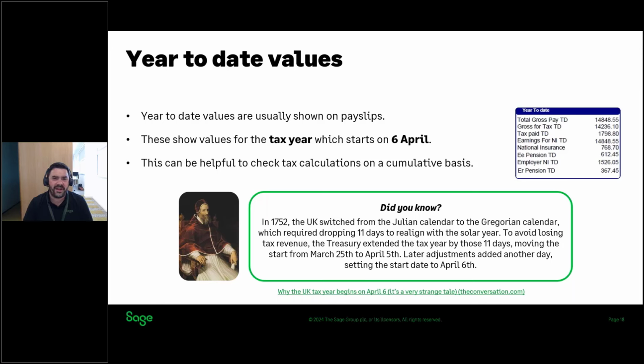So you can read more about that explanation, make of it what you will, by following the link. I have cited my source there, but the reason the tax year starts on the 6th of April is all to do with the switch of the calendar and the Treasury not wanting to miss out on tax revenue, apparently. So there's another fascinating fact for you.